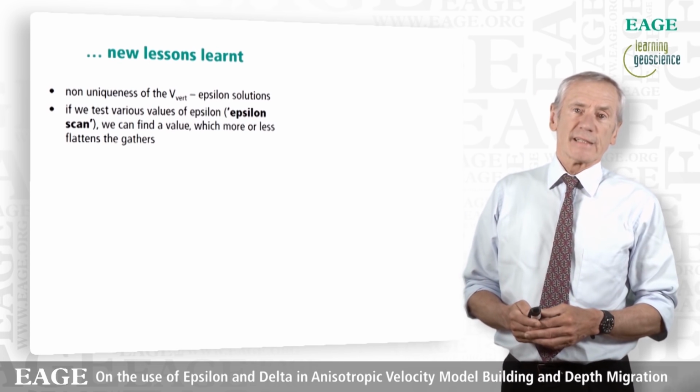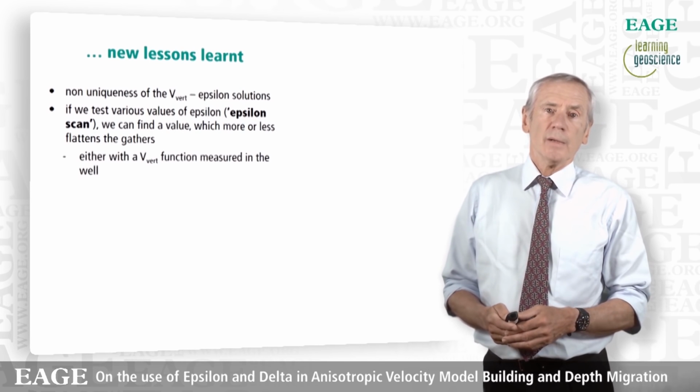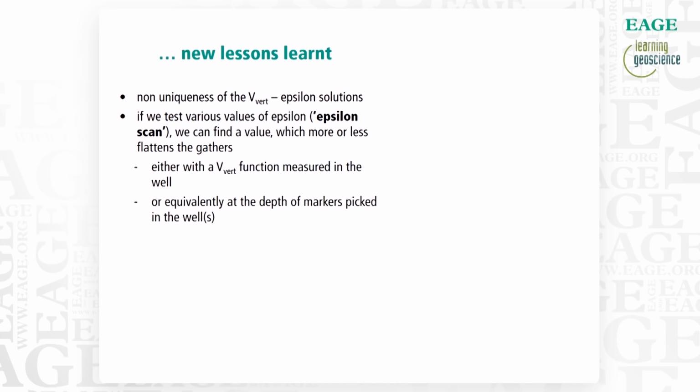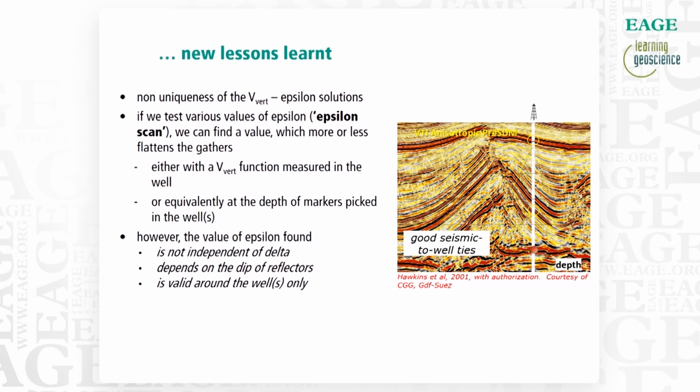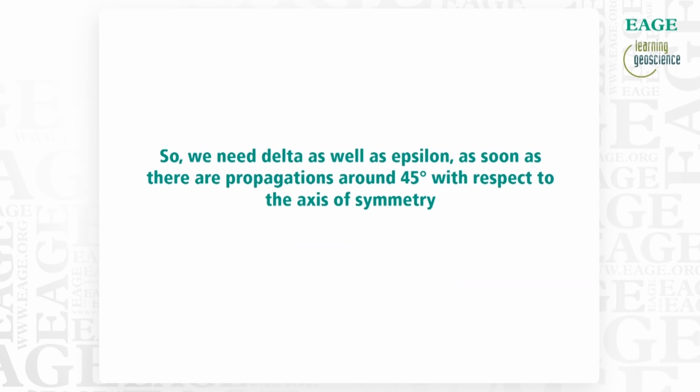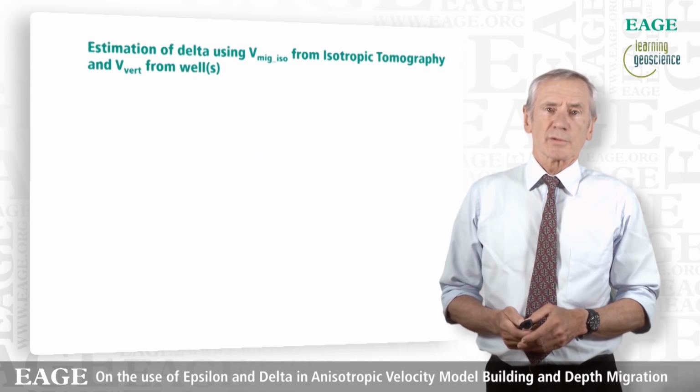Secondly, if we test various values of epsilon with the true vertical velocity coming either from the wells or from depths of markers, we get a solution, and that's what we saw in the previous real-life example. However, the value of epsilon that we find is not independent of delta. It depends on the dip of the reflectors, and basically is valid only around the wells where we have the calibration. So we need delta as well as epsilon as soon as there are propagations around 45 degrees with respect to the axis of symmetry.